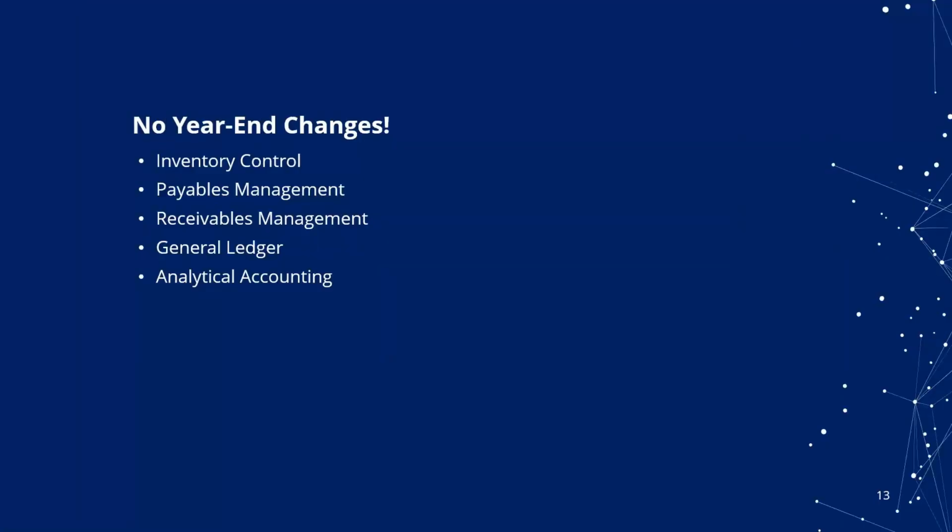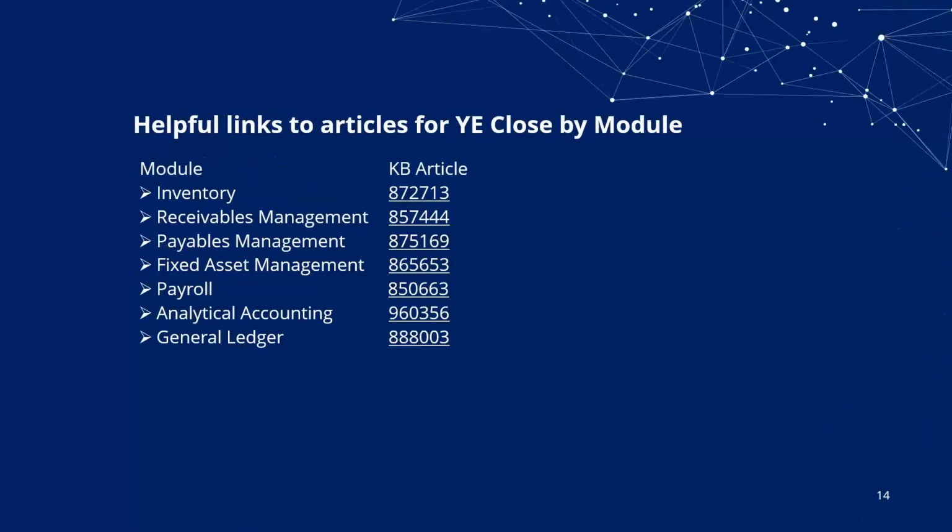So there's no year-end changes this year for inventory, payables, receivables, general ledger, or analytical accounting. So kind of a light year. Here are some helpful KB articles that have step-by-step instructions to close each module. If you have trouble downloading these ever, or you want these sent to you, just please reach out to us and we can send you these KB articles.